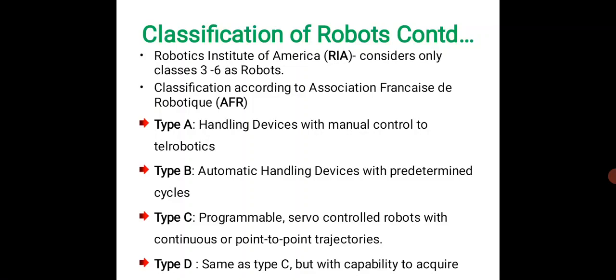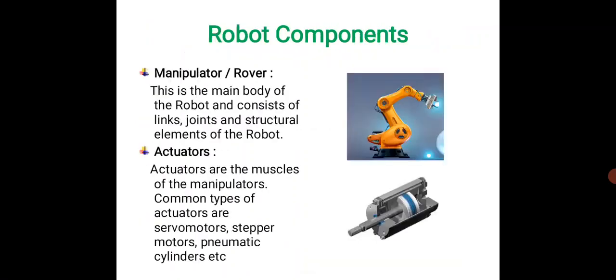For example, I need to pick up certain material 500 times and I need to place it after 1 meter or something like that. So that is predetermined. And similarly, type C is a programmable servo controlled robot which will have point to point trajectories preferably. And type D is very similar to type C, but it will have the capability to acquire many things in the environment. And what are the basic components of a robot?